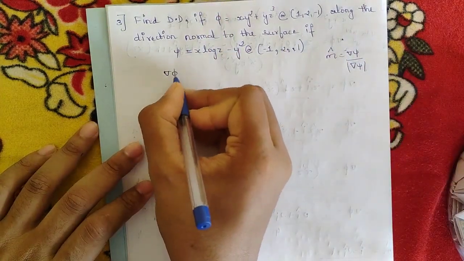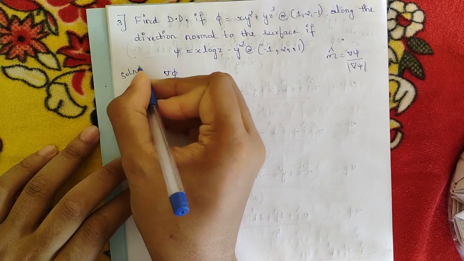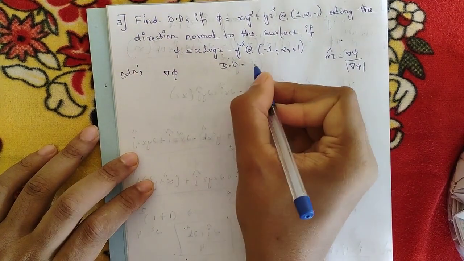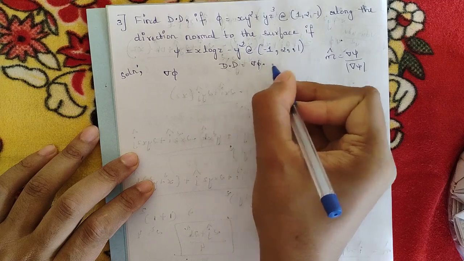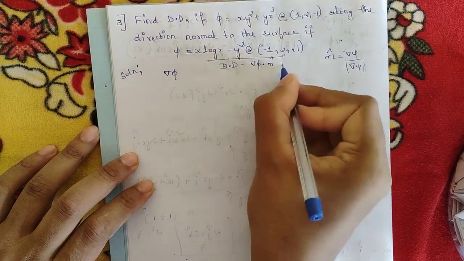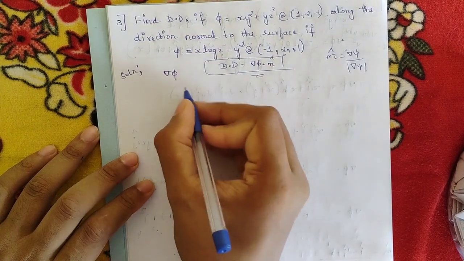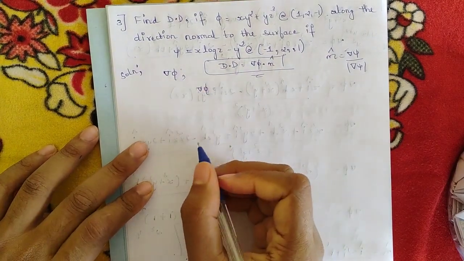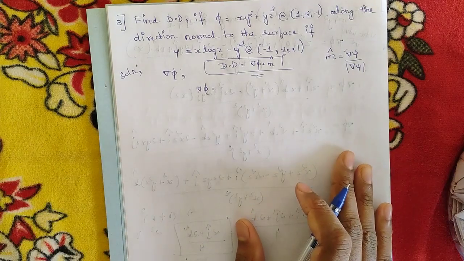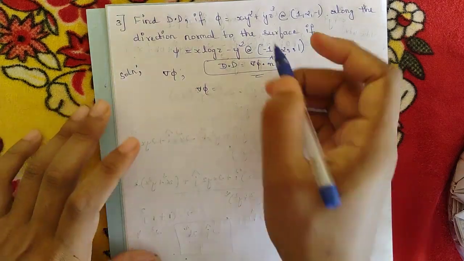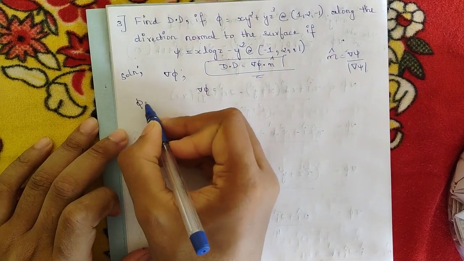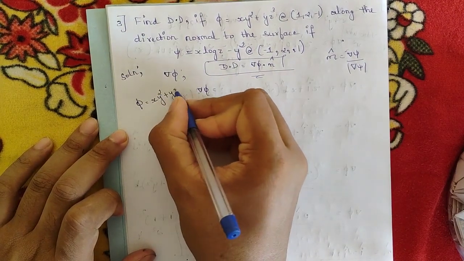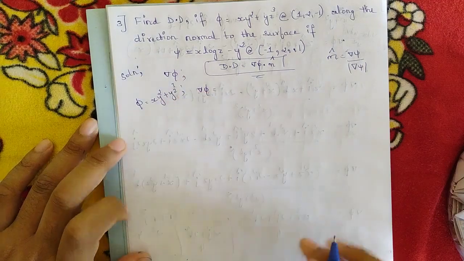So first let us solve for del phi. We know the formula for the directional derivative, that is del phi dot n cap. So for that we first solve del phi. What is del phi? The del phi formula I am not writing again. Here they have given phi, so I'll write phi here: xy square plus yz cube.